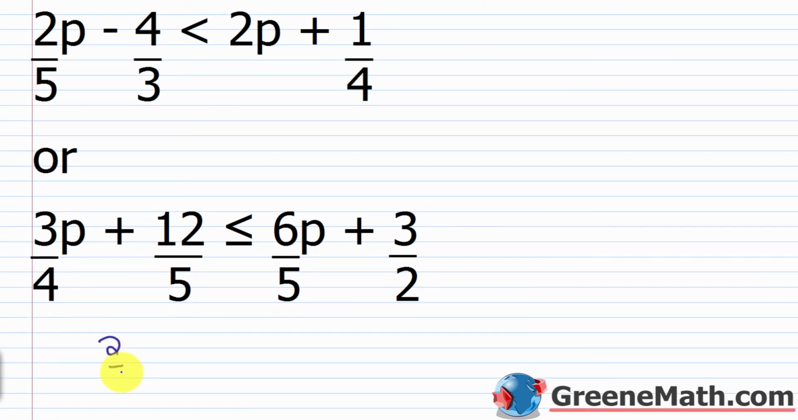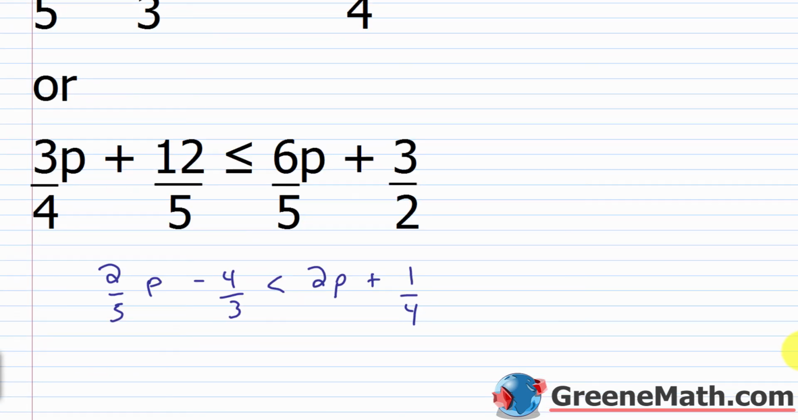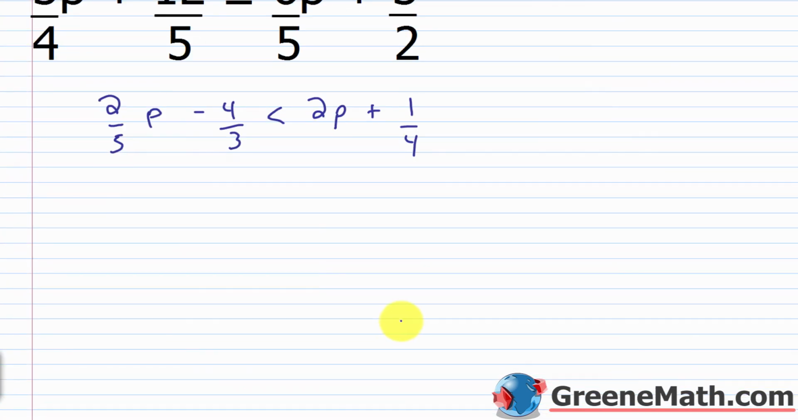So I have 2/5 p minus 4/3 is less than 2p plus 1/4. So I want to clear my denominators. And the LCD here would be 4 times 3 times 5, or 60. So let me multiply both sides by 60. 60 times 2/5. 60 would cancel with 5 and give me 12. 12 times 2 is 24. So this would be 24p.